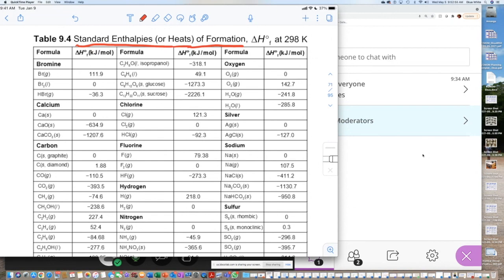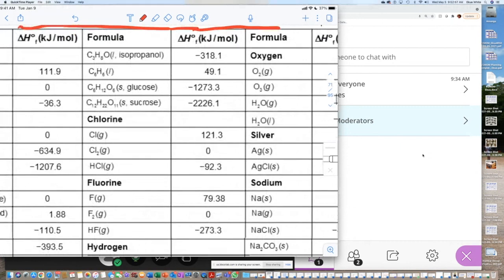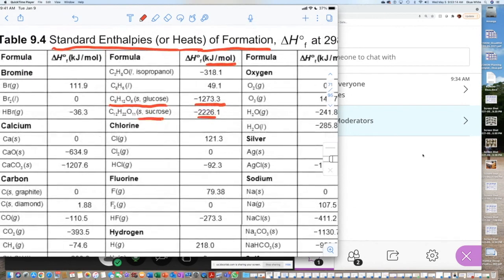If you're trying to make glucose, let me look at glucose right here. Let me make this a little bigger. It will cost you 1,273.3 kilojoules per mole of energy to make glucose. A different amount of energy is needed to make sucrose. So it costs different amounts of energy to make different compounds.